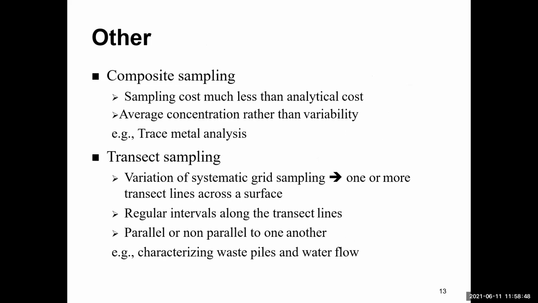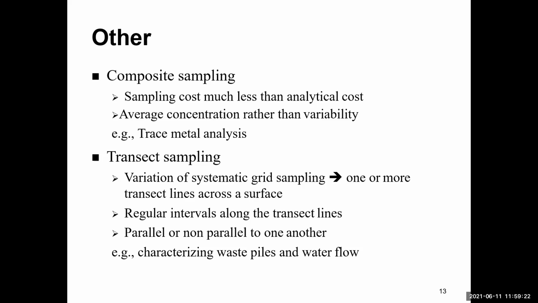And others: composite and transect. So what is composite sampling? The sampling cost is much less than the analytical cost, and it gives the average concentration rather than the variability. Example: metal analysis. These are composite sampling.